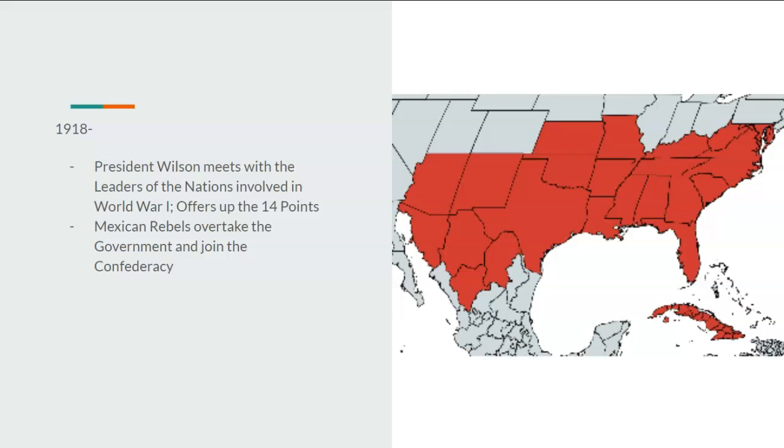In 1918, President Wilson meets with the leaders of the nations involved in World War I and offers up his 14 points plan. And Mexican rebels overtake the government, and certain countries join the Confederacy. So as you can see here, these 4 countries right up in here, they end up joining America.